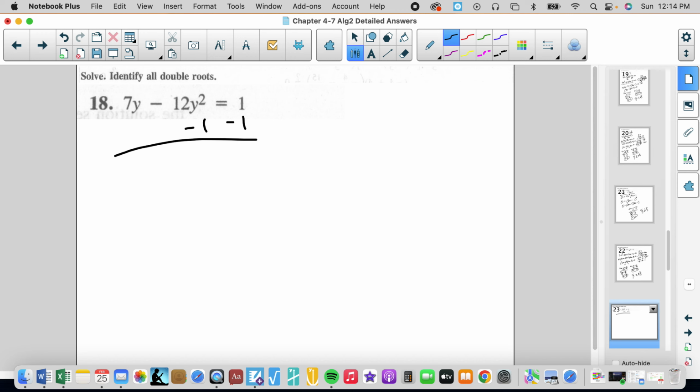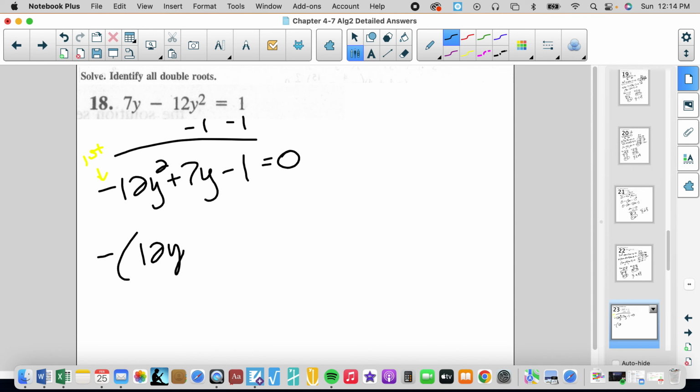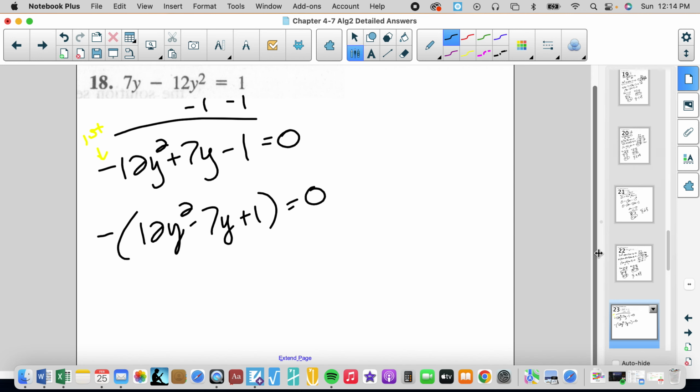I see this. I know I have to set it equal to 0. I also know that I need to put it in standard form. So I'm going to do that while I'm rewriting this. I also have to recognize my first term is negative. That's a no-no. So we have to factor out a negative. No other common factor, so that gives us 12y squared minus 7y plus 1. Notice it changes all the signs of each of the three terms when I take a negative out of it.